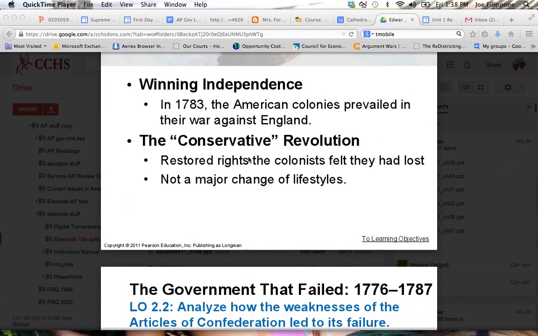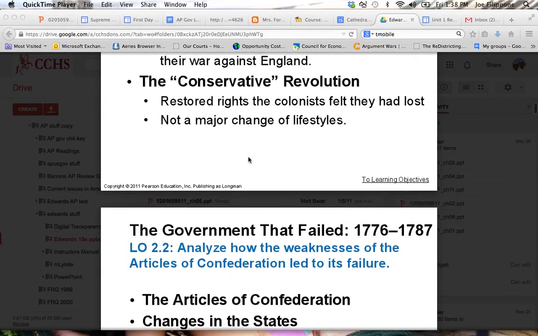Okay, so we have the revolution. It goes on for a while, and we are winning our independence. In 1781, basically the war ended. But 1783, the Treaty of Paris, the colonies become the United States. And it was really a conservative revolution, which means it restored the rights to the colonists that they felt they had lost, but there wasn't any major change of lifestyle.